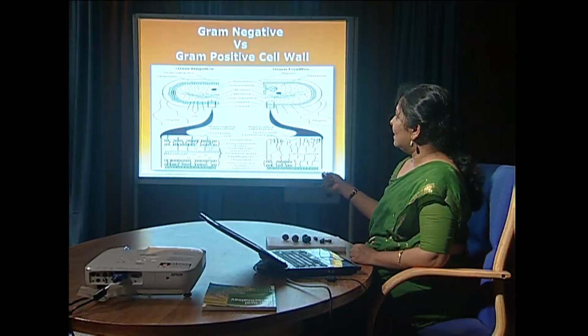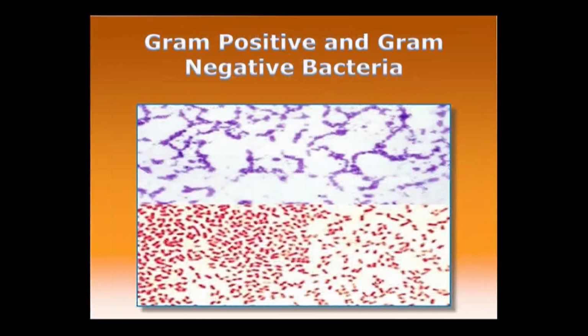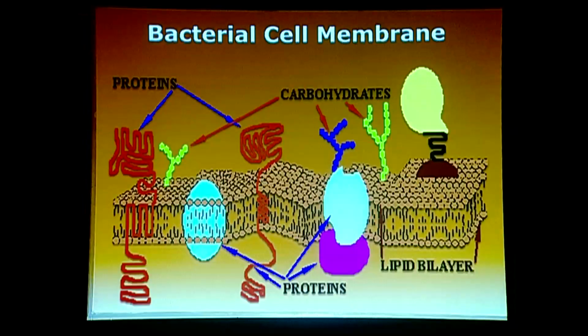In case of gram-negative bacteria, between this outer membrane and the inner cytoplasmic membrane, a particular space is there, called the periplasmic space. This is the differential character of the gram-negative as well as gram-positive cell wall. This is the gram stain picture of gram-positive as well as gram-negative bacteria. The first one is Staphylococcus aureus and the second one is Streptococcus aeruginosa.